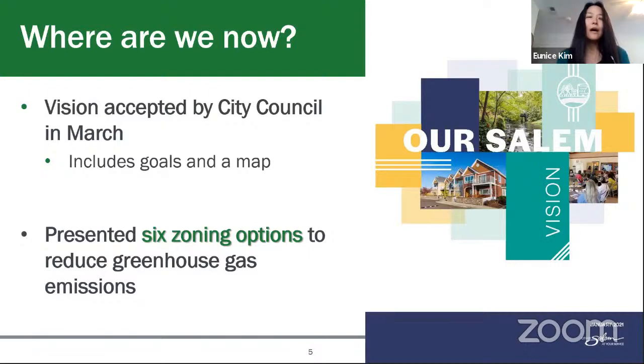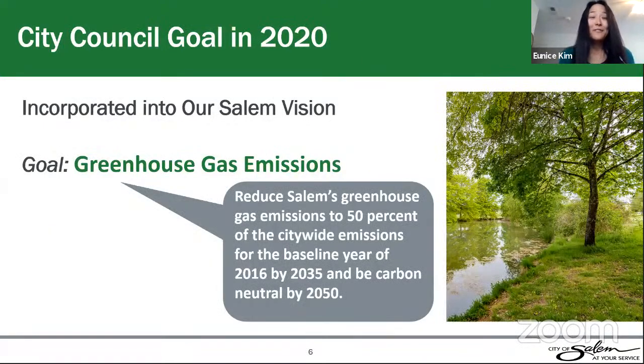We presented those at the time because we know that reducing greenhouse gas emissions is a priority in the community. It's a priority for the city and for the council. The council set a goal of being carbon neutral by 2050. While we took that goal and put it into the Salem vision, and we plan to advance that through the update of the comprehensive plan, we know it's not enough just to put the goal in the document. We actually have to take steps as a city to move in that direction.